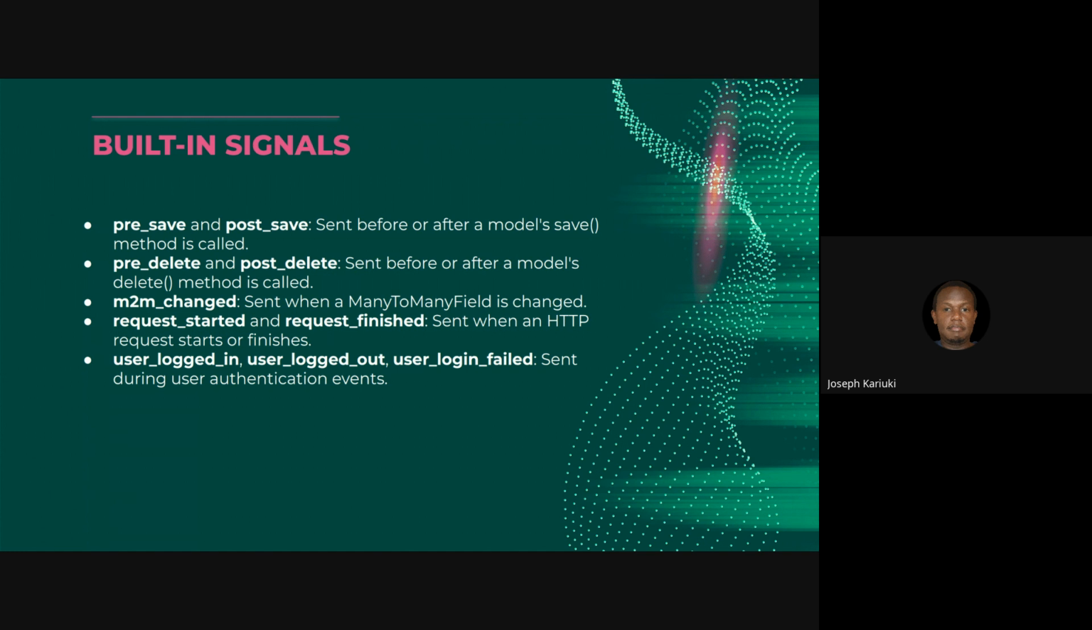So when it starts, if it's a GET request, the request started signal is going to be triggered. And after it has finished, then request finished will be triggered. And then we also have user logged in, user logged out, and even user login failed. So these are built-in signals that come in Django, and they can also be referred to from the Django documentation.